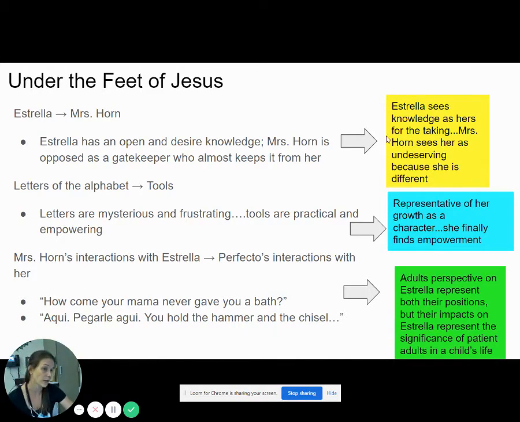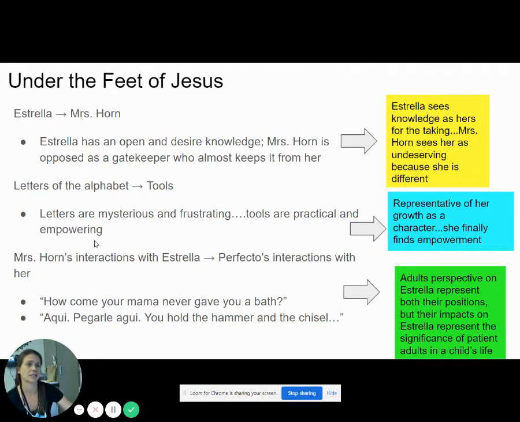And why is this important? So taking that contrast, identifying it, explaining the significance of it. Estrella sees knowledge as hers for the taking, whereas Mrs. Horn sees her as undeserving because she is different. And so those are some kind of significant characterizations about those two people.